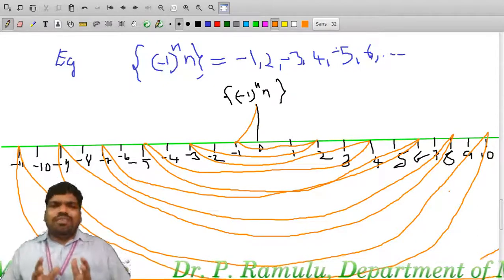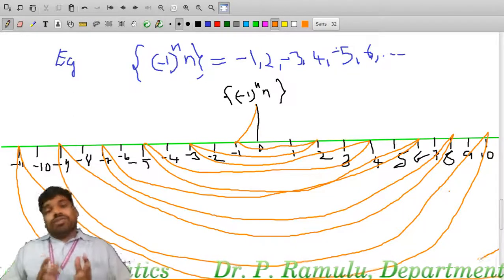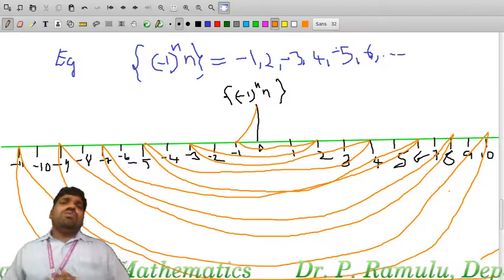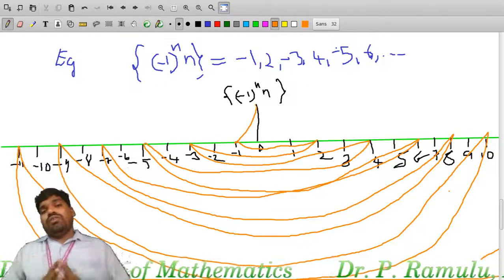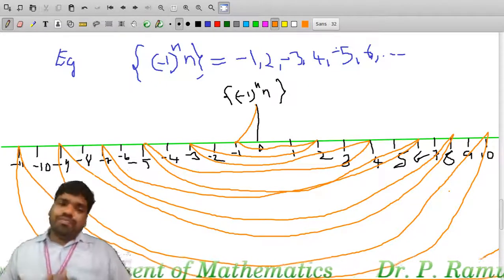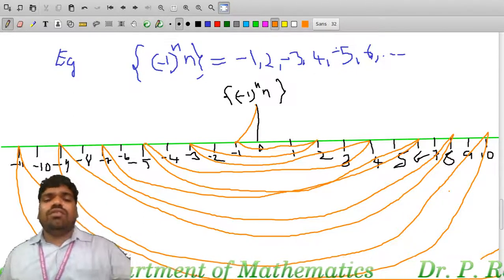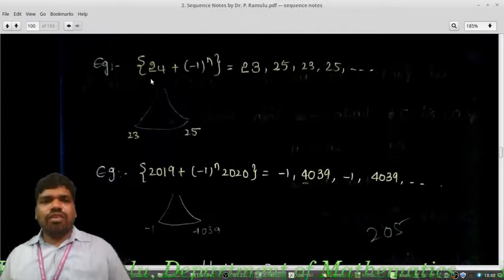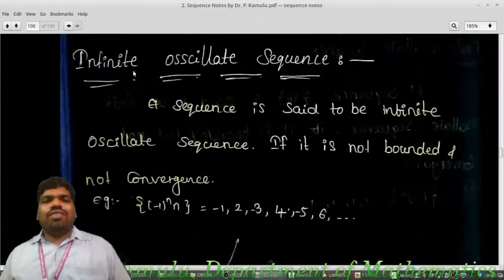Like this, you can take minus 1 whole power n into n square, n cube, n power 4, or you can take minus 2 whole power n, that equals minus 1 whole power n into 2 power n. So many exam questions are given on this infinite oscillating sequence. I will explain quickly here.